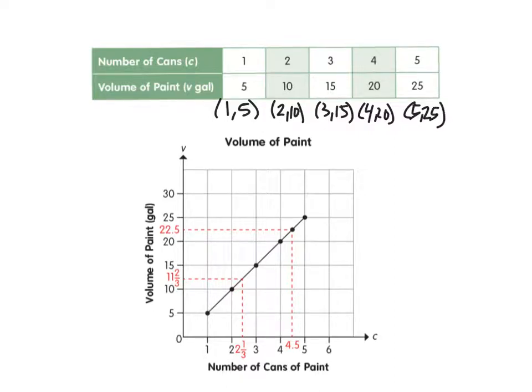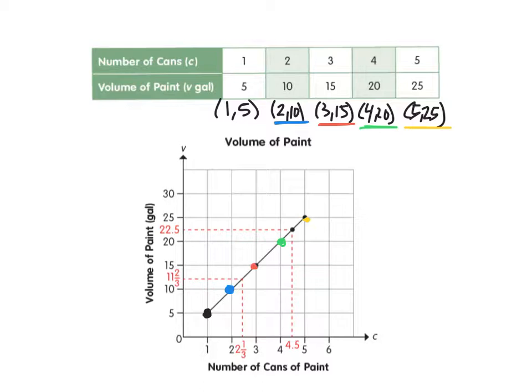Now let's look at how we can put those on a graph. First, for the 1, 5, I'm going to go over 1 and up 5, and it's going to end up right there. For the next one, the 2, 10, I'm going to go over 2 and up 10, and I'm going to put a dot right there. The next one is 3, 15, and the dot ends up right there. Then there's 4, 20, which is here. And lastly, we have 5, 25, which is going to be right here.